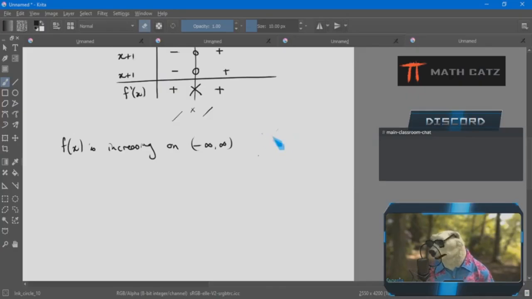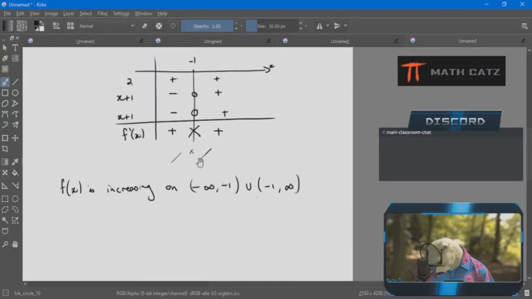So I need to make sure that -1 is excluded from this set of x values. So -infinity to -1, round bracket. There is no point that I can have at -1. And also, I'm going to use the union symbol because I have to be proper, but you don't have to. -1 to infinity. So it's everything except -1.